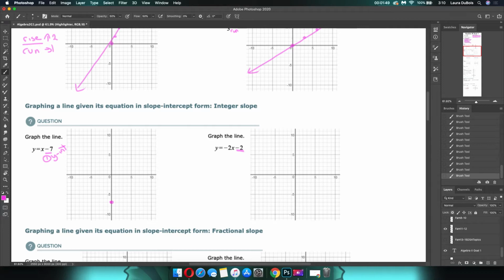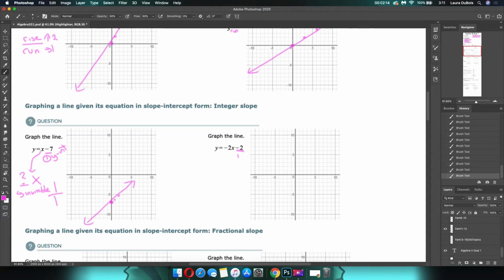Huzzah, happy days. Now here, they are trying to trick you very badly because there's nothing in front of that x. What the heck is going there? But what that is, is an invisible 1. So that means 1 over 1, which means we go up 1 over 1, up 1 over 1, and so on and so forth down the line. And literally down the line, you make the line.